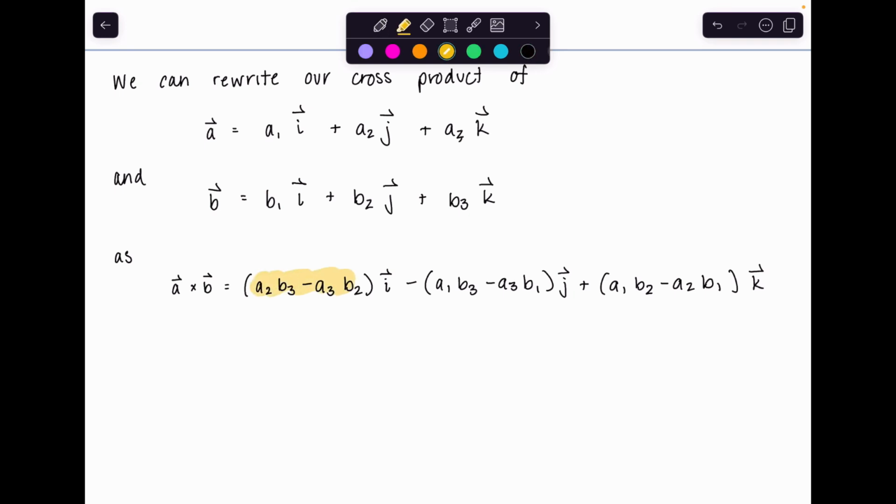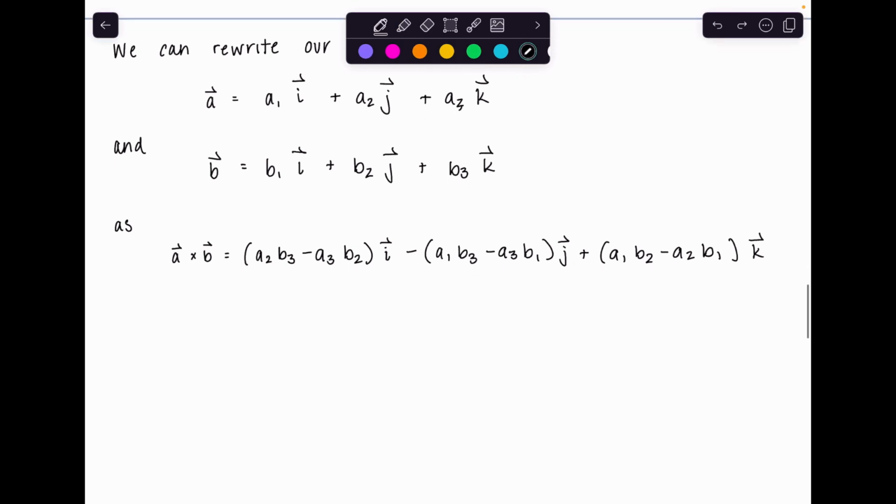So if you look at each of these, it's the product of something minus the product of the other. That tells us these are going to go on that main diagonal, and then the second one is going on the off diagonal. So we can rewrite each of these in terms of a determinant. So the determinant that results here is going to be A2 B3, and then the off diagonal is A3 B2. And that's times I.